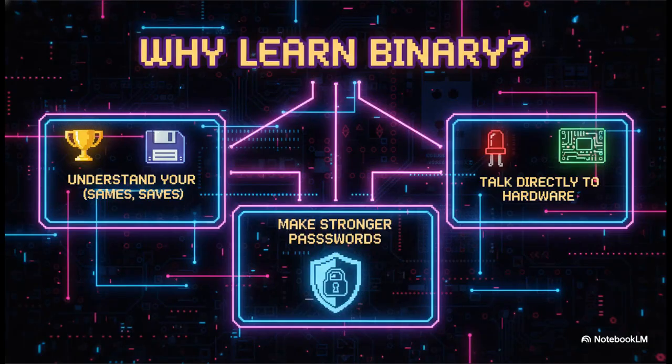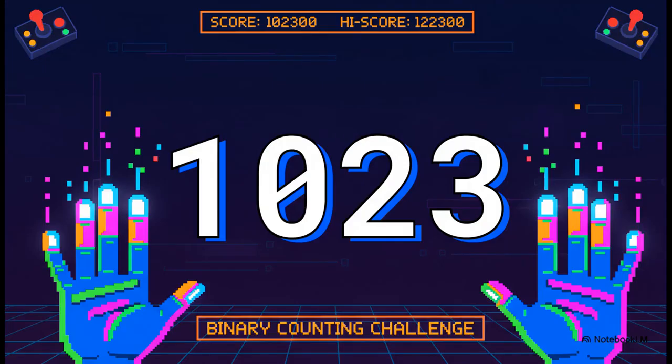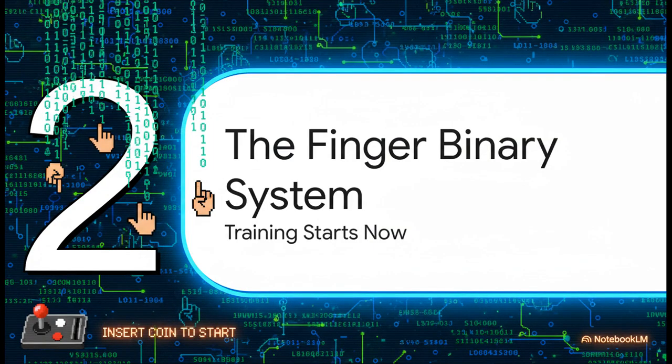So why should you care? Well, this isn't just some random lesson. This is the code that's running behind the scenes of your game saves and your high scores. It's the secret to why a longer password is so much harder to crack, and it is literally the language you use to tell a piece of hardware to turn on or off. And by the end of this quick explainer, you're going to be able to count all the way to this number, just using your own two hands. You ready? Welcome to the Finger Binary System.